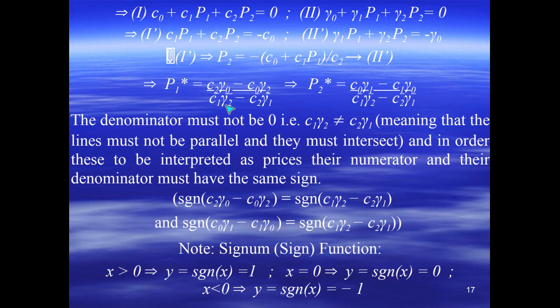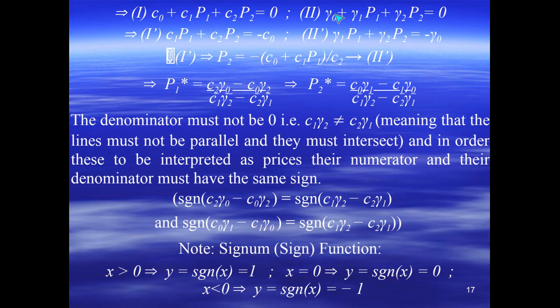That means C1 gamma 2 should be different from C2 gamma 1, in order for their difference to be different from 0. Otherwise, if the denominator is 0, these quantities would be undetermined. You can't determine them, they will be undefined. So C1 gamma 2 should be different from C2 gamma 1, you see.